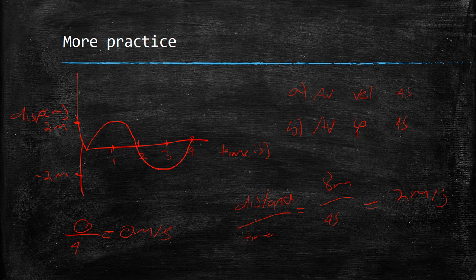And I hope, if nothing else, you remember that speed equals what? Distance over time. Velocity equals what? Displacement over time. Which one's a vector? Velocity. Which one's a scalar? Speed.